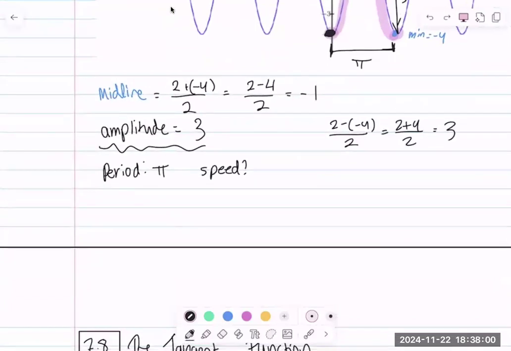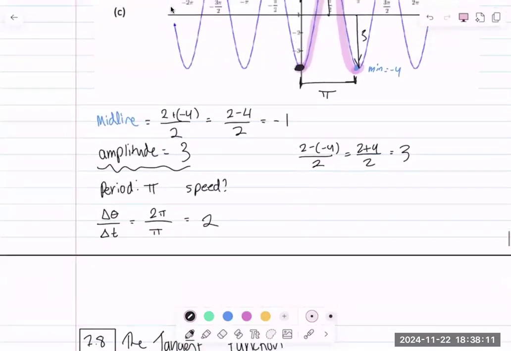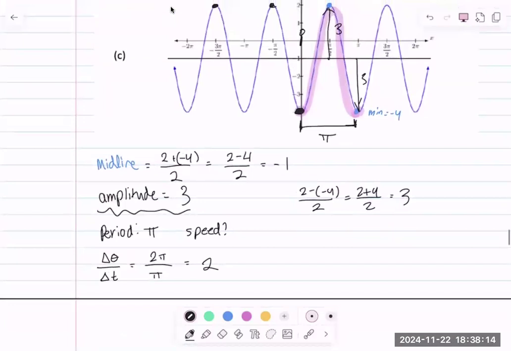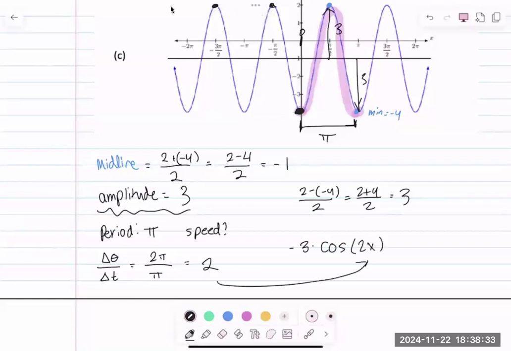Now that we know our period, we need to know our speed. So remember, our speed is our change in angle over change in time. Well, our change in angle in a full rotation is 2 pi, and our period is pi. So our speed is going to be twice as fast. And so putting that all together, my amplitude 3 goes out front. We're going to use cosine, and it's going to be negative. So 3 times negative cosine. I'm going to bring these together. This is -3 cosine of 2t, right? Or I guess in terms of x, so 2x, because my speed goes in there. And then my midline is -1, so I subtract 1. And here is our completed function.